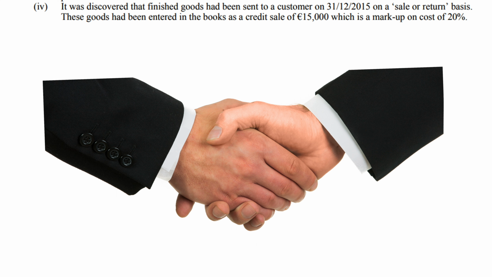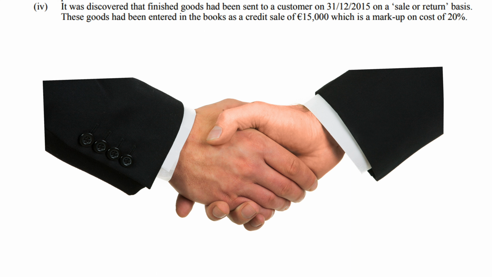Number 4, it was discovered that finished goods had been sent to a customer on the 31st of the 12th, 2015 on a sale or return basis. These goods have been entered in the books as a credit sale of 15,000, which is a markup on cost of 20%. Okay, so again, this is an agreement between buyer and seller that states that if the buyer does not sell the goods, they do not have to pay for it. So the seller should not charge the buyer for these unless the buyer sells them.